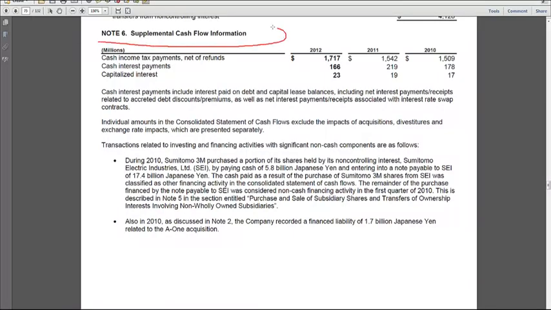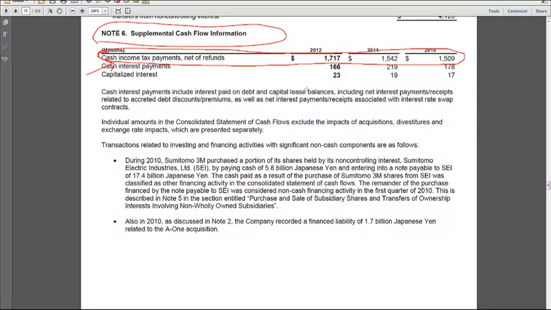And then note 6 provides supplemental cash flow information. This is on page 69. We actually looked at this during the cash flow week, but I want to take another look at it now. Here's the disclosure of cash income tax payments. As I said earlier in the week, it's a required disclosure that somewhere companies tell you how much cash they paid for taxes. This allows you to get a sense of the current tax payable that we'll see in a second, how much was actually paid in cash.